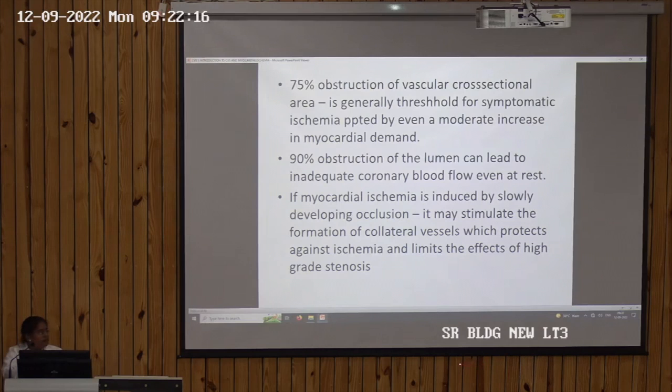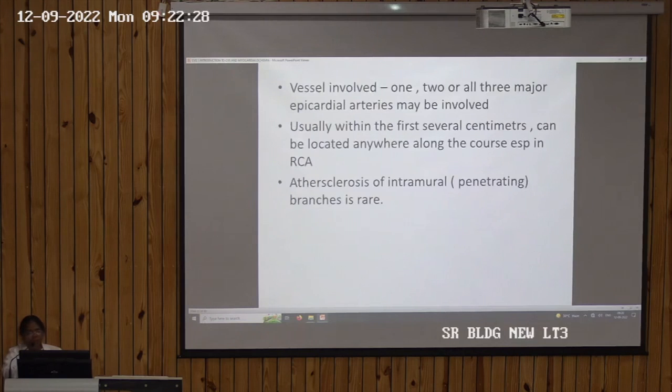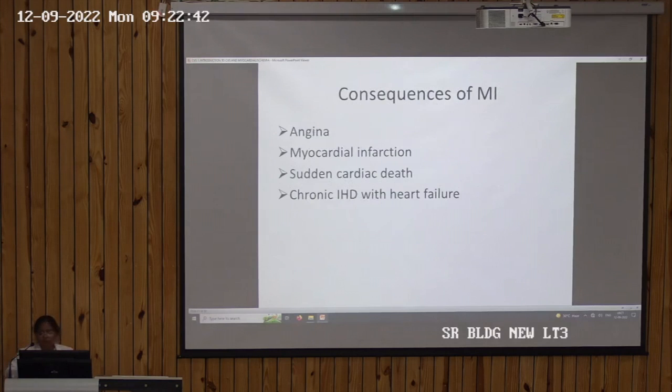However, if ischemia, as we have seen, develops very slowly, then collaterals will form and will protect against the ischemia and limit the area of infarction. Now, either one epicardial artery or all three may be involved, and usually they are involved within first 3 centimeters, and atherosclerosis of the intramural branches is very rare.